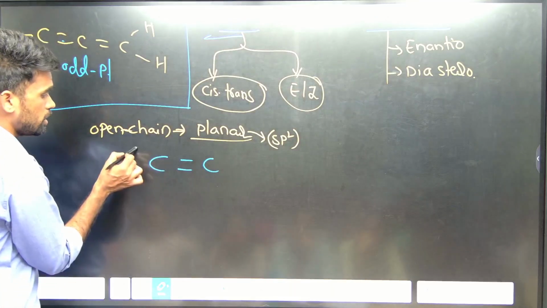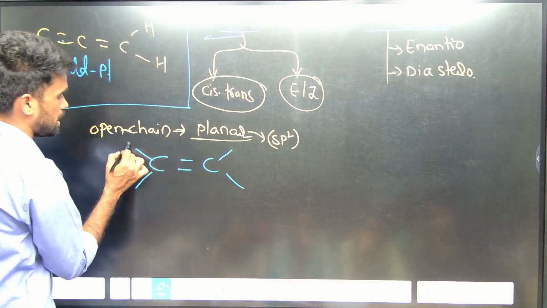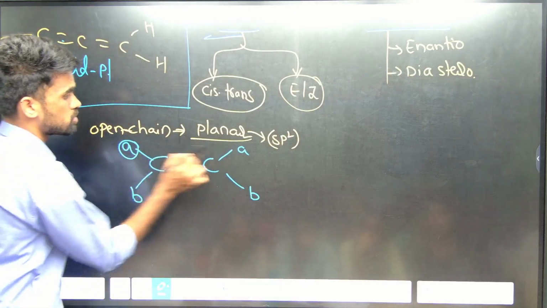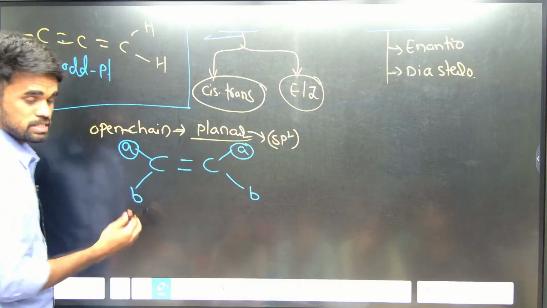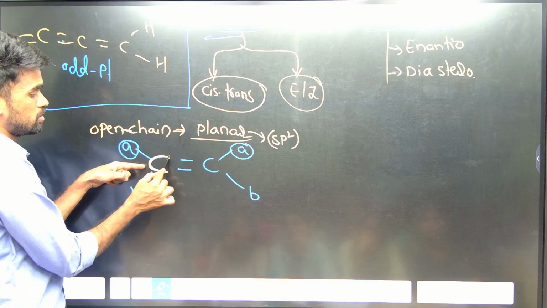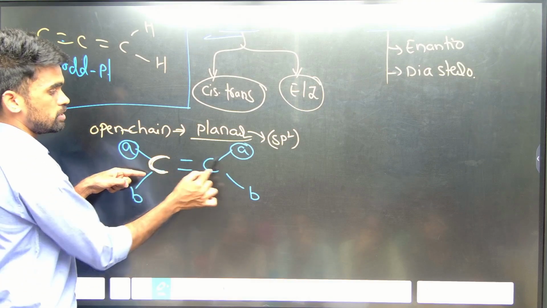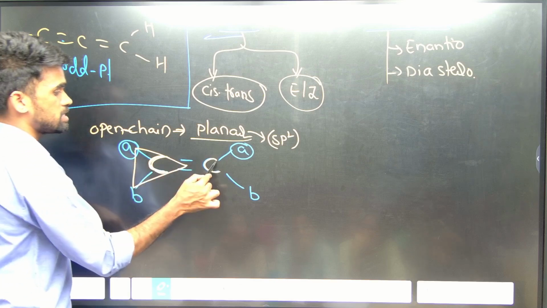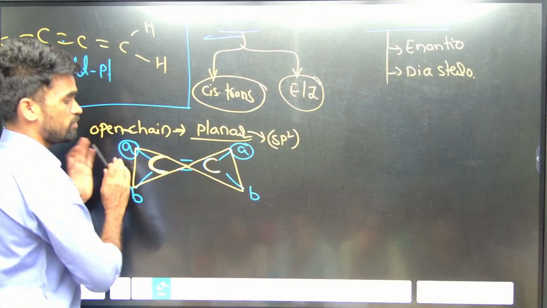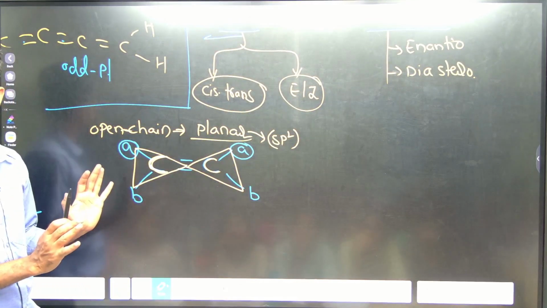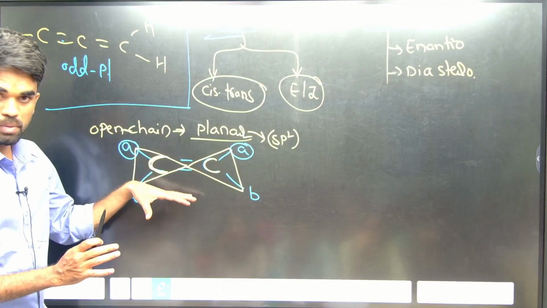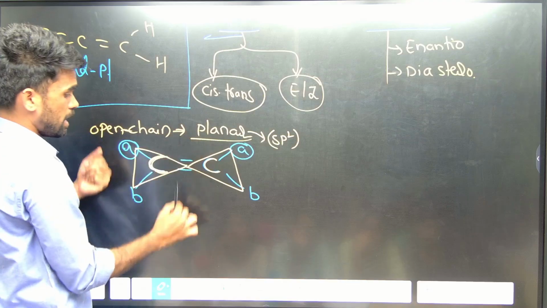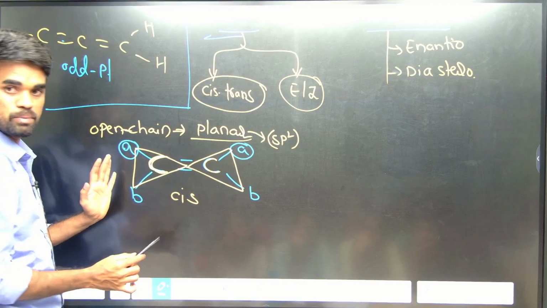Okay. So now here, here, here and here, let us say A, A, B, B. See, same groups on the same side of the pi bond. The hybridization in this one is sp2, this one also sp2. So this is trigonal planar, and this is also trigonal planar. Is the overall molecule planar or not? In the planar molecule, if the same groups are on the same side of the carbons, they are called cis. This is very basic.